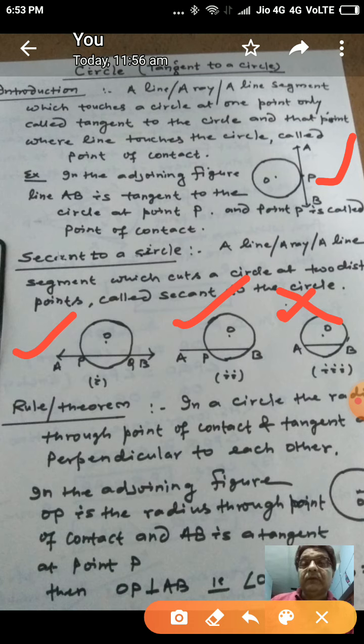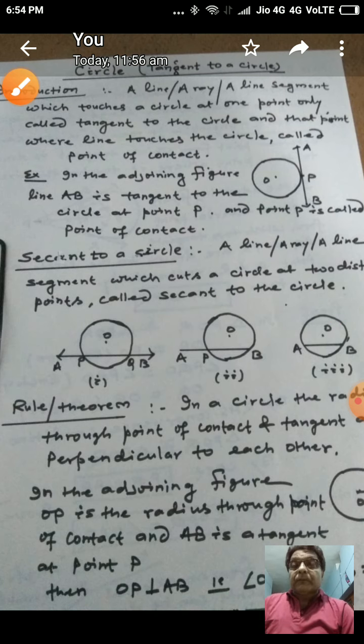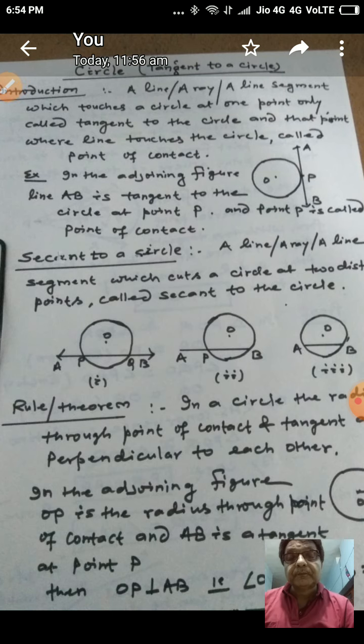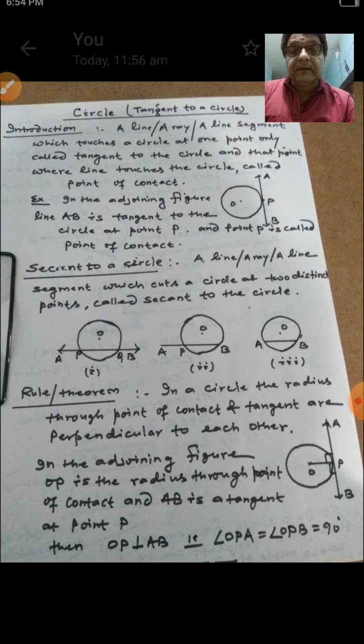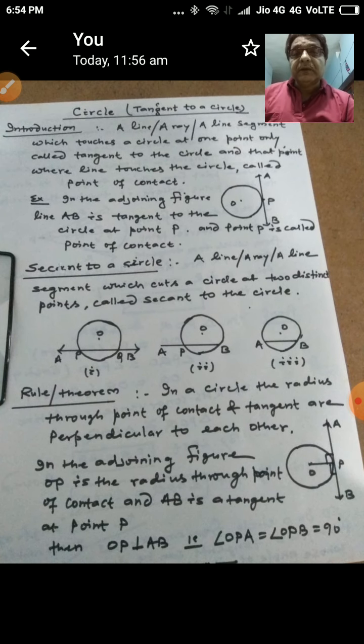Okay students, now again we concentrate on the details as per our syllabus. We have to make our study regarding tangent to the circle only. So let us concentrate again on the tangent to a circle, where we will see what theorems related to tangent to a circle there are. The first theorem, that is rule first, is: in a circle, the radius through the point of contact and the tangent are perpendicular to each other.